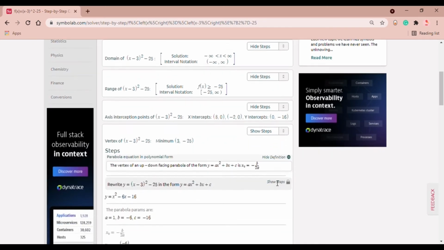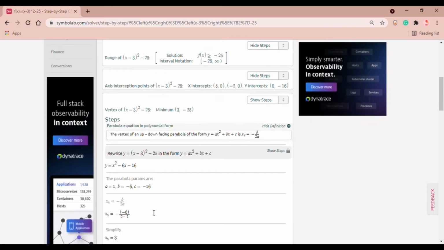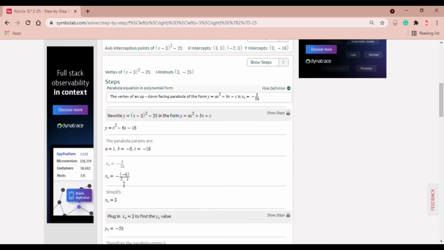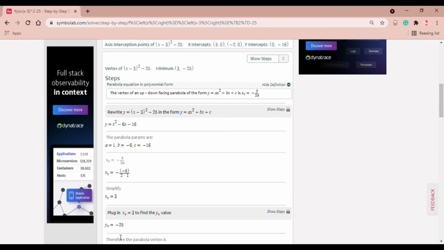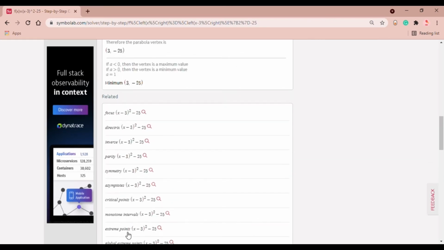So here, when you change this equation into the general form, you will get it like this. So you can get the value of a, b, and c, and these values you can insert into the formula. This is the formula, negative b over 2a. So when you put it into the formula, you will get x equal to 3 and y equal to negative 25. Okay, now let's see the graph.